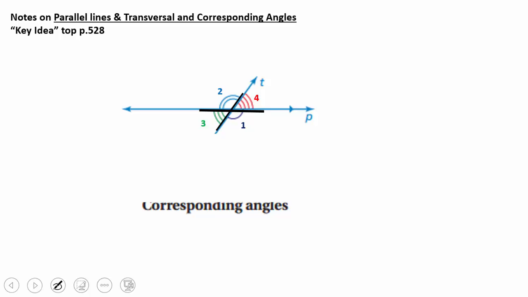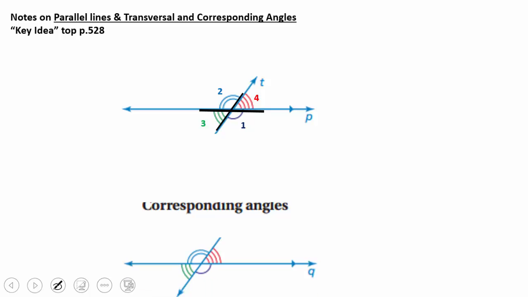Remember, 1 and 2 are going to be vertical because they are opposite each other. When 2 lines intersect, they are also congruent, so 1 equals 2. 3 and 4 are also vertical, they are also congruent. And then you have the 4 pairs of adjacent angles that are also supplementary, meaning that together they form a straight angle, which is equal to 180 degrees, and you can use that to find a measure if you need to.